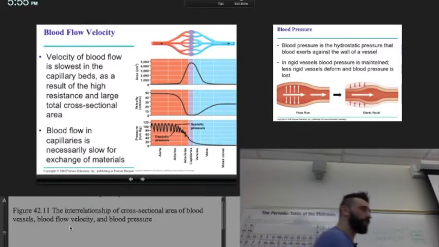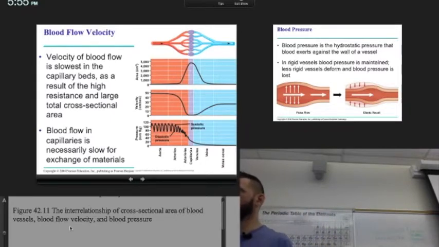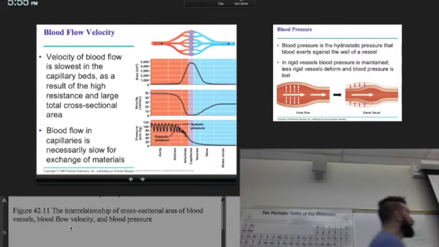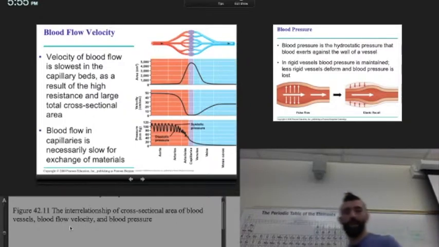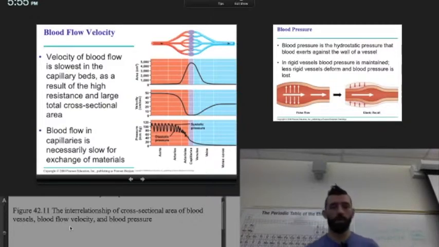Anyway, part of the reason you can feel a pulse, again, is because those arterial walls are expanding. Okay. So it's actually a good thing that velocity is at its minimum in the capillary beds, because that's allowing time to facilitate gas and waste exchange.